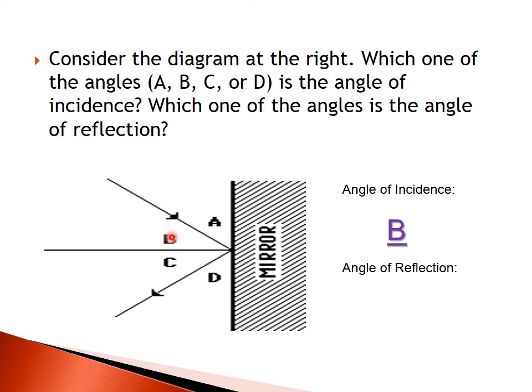How about the angle of reflection? Is that going to be C or D? That should be C, again, with respect to the normal line. So you're not worried about these types of angles, A and D, that are like next to the surface.